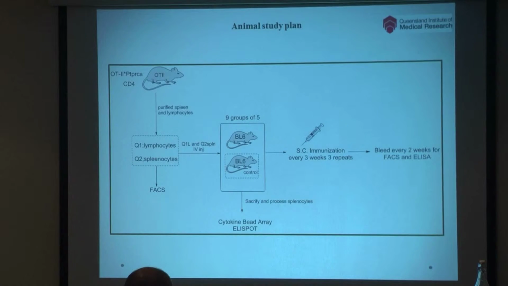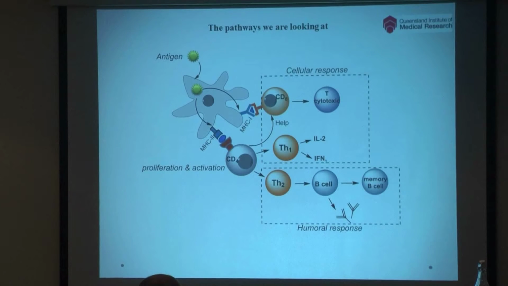And then I moved on to the animal study that was using OT2 mice as a model, mice that have the T-cell receptor on their T-cells, and we purified the cells and injected them into the black 6 mice, and then immunized and looked into the cytokine release and activity. So the pathways that we're looking at here are the T helper 1 and T helper 2 pathways. Also, we had a look at the CD8 response, although my constructs have a CD4 epitope on their antigenic part.